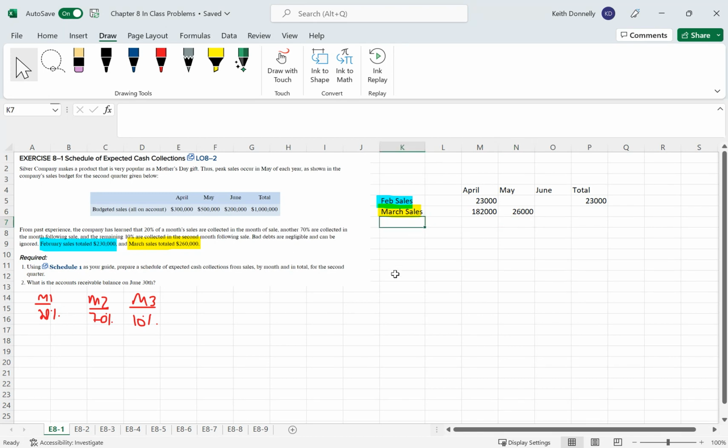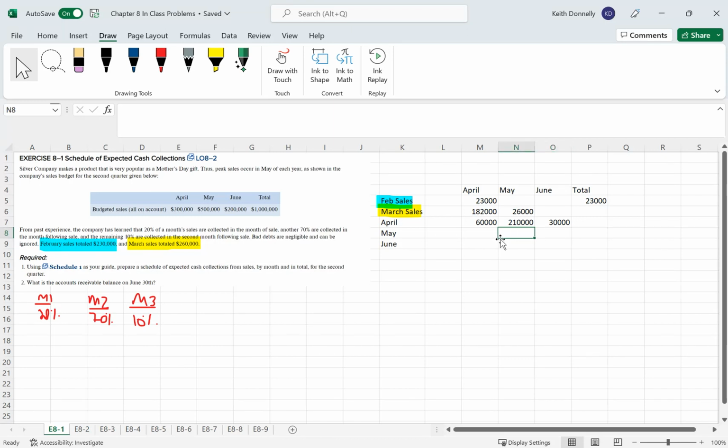All right, then looking at it in this case, we're going to have April, May, and June. And they're giving us some budgeted sales over here. So for April, in the month of sale, it's 20%. In the second month, that 300,000 is going to be 70%. And in the third month, it's going to be that 300,000 times 10%.